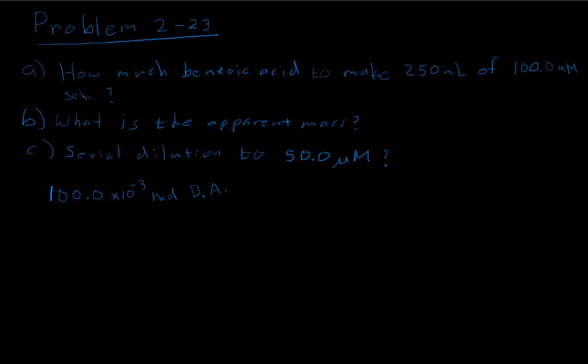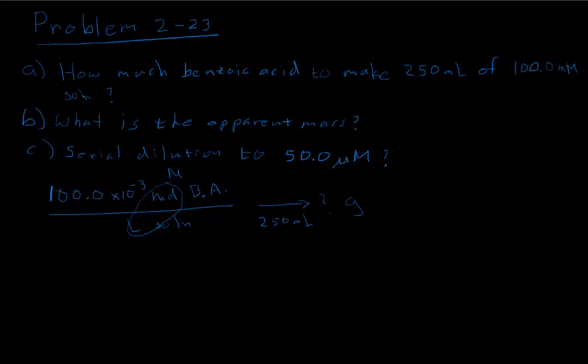So we need 100 times 10 to the negative third moles of BA, benzoic acid, in every 1 liter of solution. So that's what that capital M means. It stands for molarity, which is moles divided by liters. Okay, so we've got that part. And then what we're trying to do is figure out, if we have 250 milliliters of this solution, how many grams would you need of this benzoic acid?